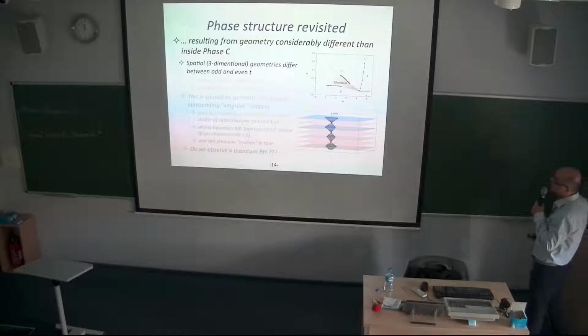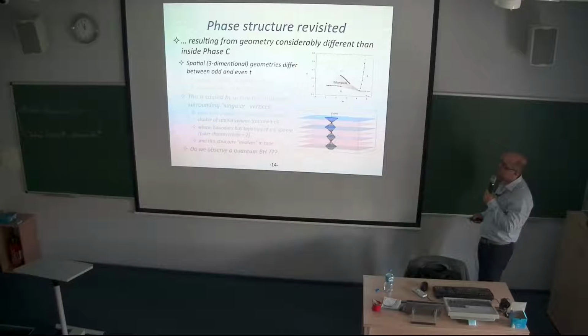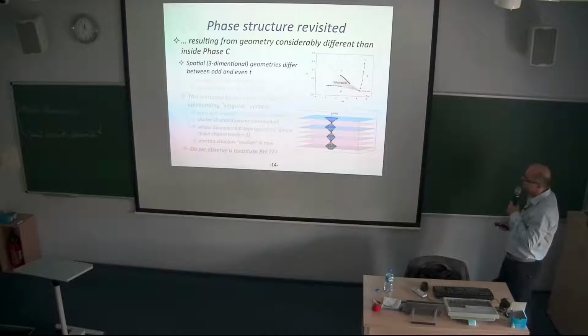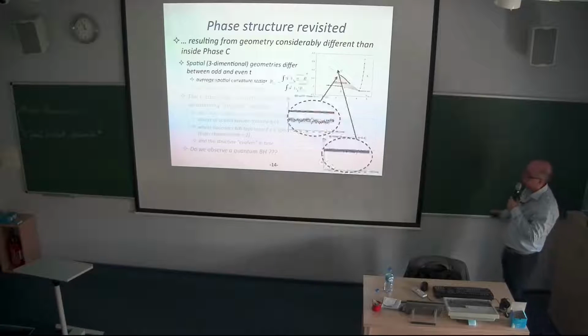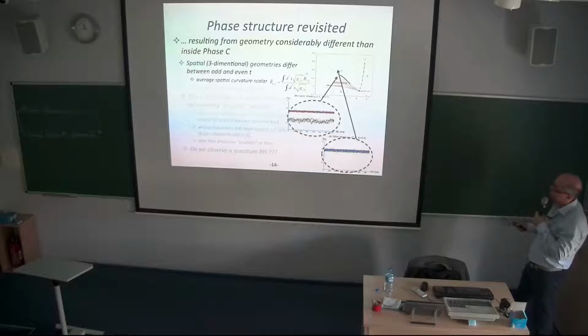You can also look at individual spatial slices or spatial geometries. And from this picture, you see that the spatial geometries probably should differ between these open spatial slices. And indeed, it is so. For example, you can calculate the average curvature scalar, and whereas in phase C it is constant, more or less the same in each time slice, in the bifurcation phase it jumps between two values. One is for odd, one is for even times.